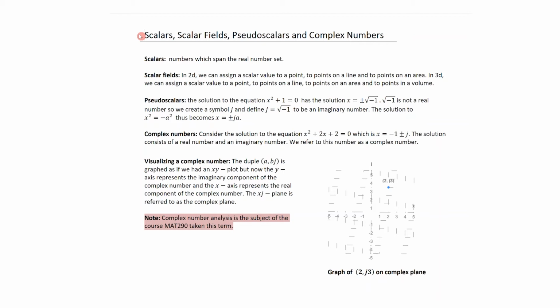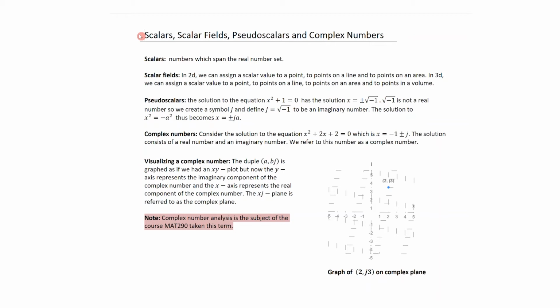We can extend this also to 3D, in which case everything looks similar. That is, you can assign a scalar value to a point, to points on a line, to points on an area, but also to points within a volume. So for instance, you could assign a mass per unit volume to a specific point within a volume.